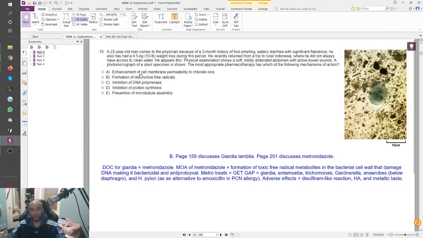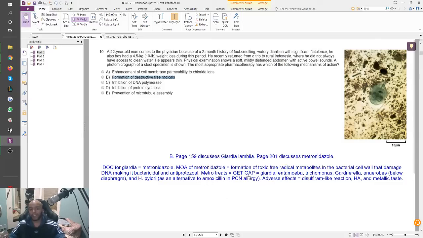Now, how metronidazole works is a whole different thing. Formation of destructive free radicals is how metronidazole works. Drug of choice for Giardia is metronidazole. Mechanism of action is the formation of toxic free radical metabolites in the bacterial cell wall that damages DNA, making it bactericidal and anti-protozoal. So it also does the protozoal cell wall, or protozoal wall, I guess.